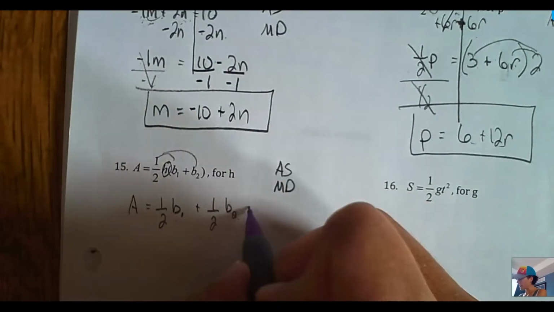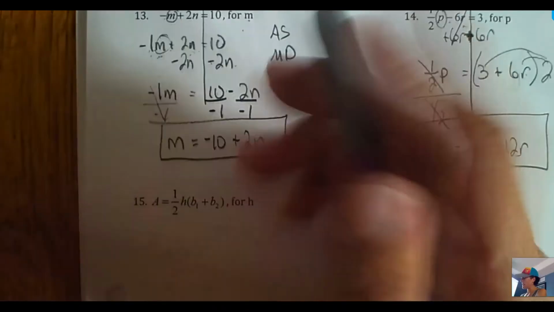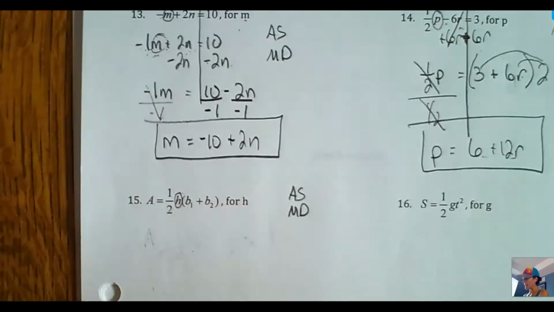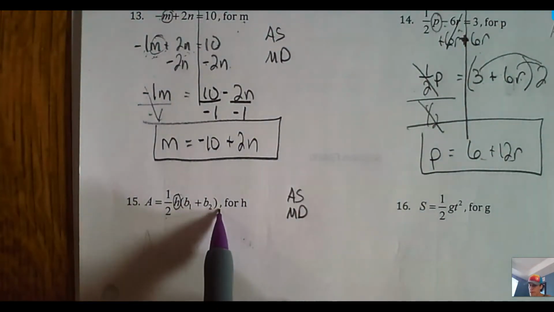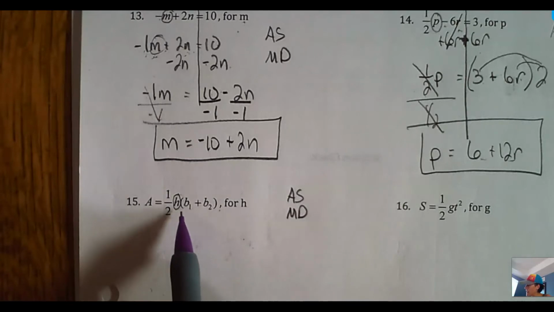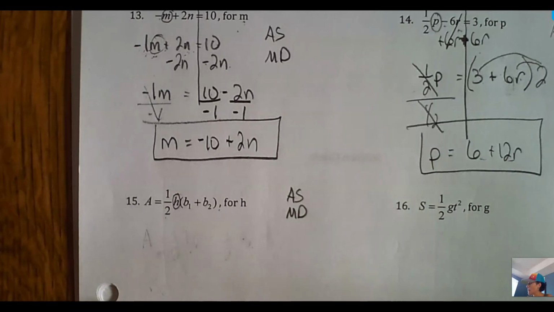the h. Oh, and actually, I take it back. I'm not going to distribute that one. We're going to do this one a little differently. What I'm going to do is, since I need to get h by itself, is I'm going to move the 1/2, and I'm going to move this whole parentheses. So what I'm going to do first is, I know there's parentheses, but every now and then there's exceptions to the rule.